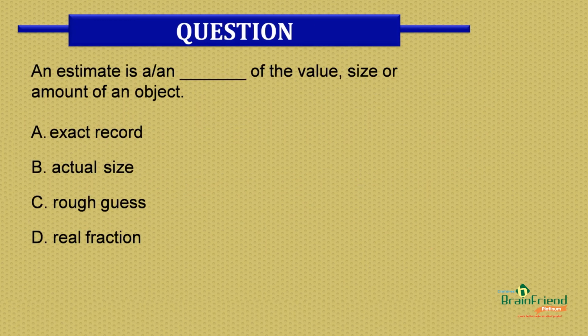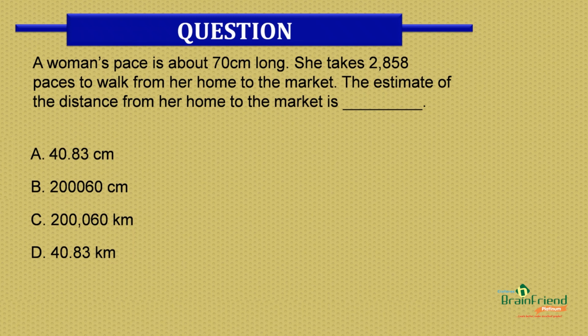Question 1. An estimate is a or an dash of the value, size, or amount of an object. Option A, exact record. B, actual size. C, rough guess. D, real fraction. The correct answer is option C, rough guess. The second and last question.